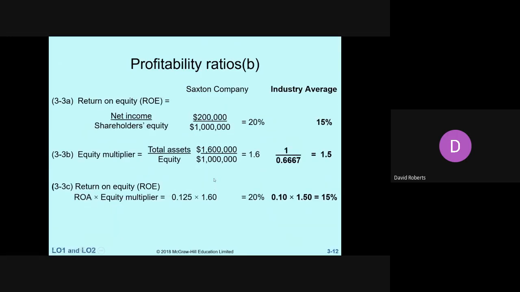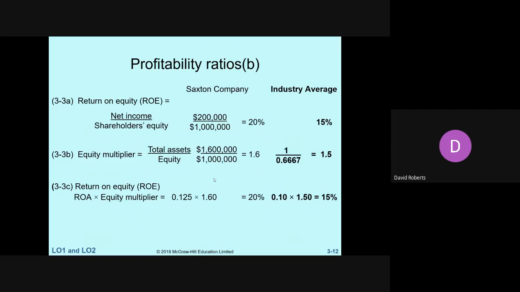Return on equity. So for every dollar a shareholder puts into the company, it is able to generate 20 cents of income, or 20%, which is better than the industry average. The equity multiplier, you can see, is total assets divided by equity. So in this particular case, the equity generates 1.6 times as much assets, and of course assets are considered to be good, as opposed to the industry average, which is only 1.5, so the company is doing better.